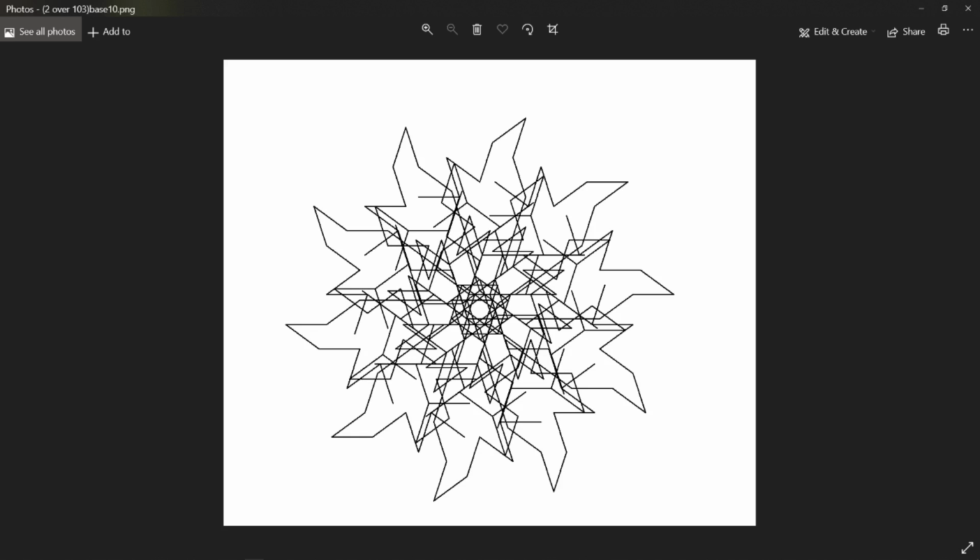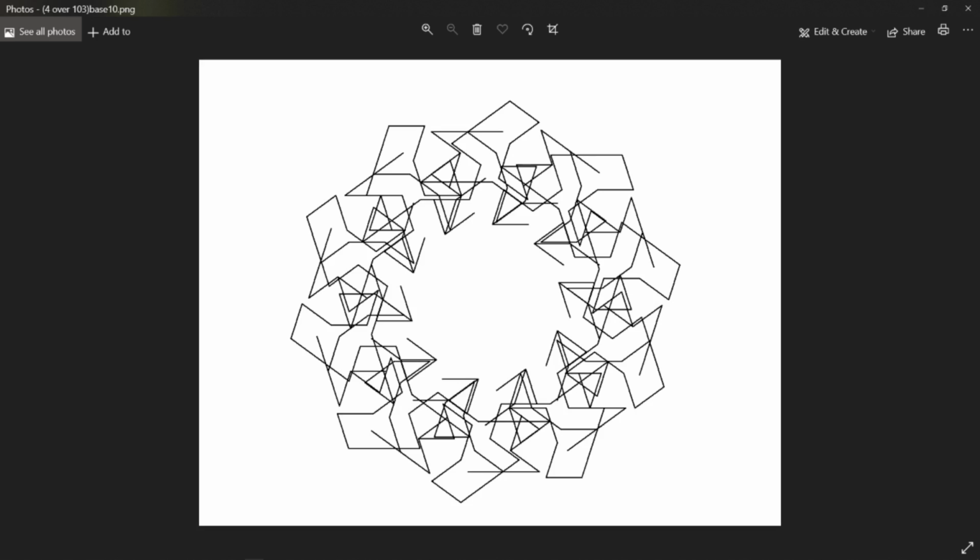Here we have 2 over 103, so 2 times the 103 that we saw previously, giving a slightly different sequence of digits. Without going into the details of that, we see a rather different shape as well. And this one being less embellished, just the basic framework of the graph itself for the number 2 over 103. Here is 4 over 103. Again, notice a different graph here from the previous one.